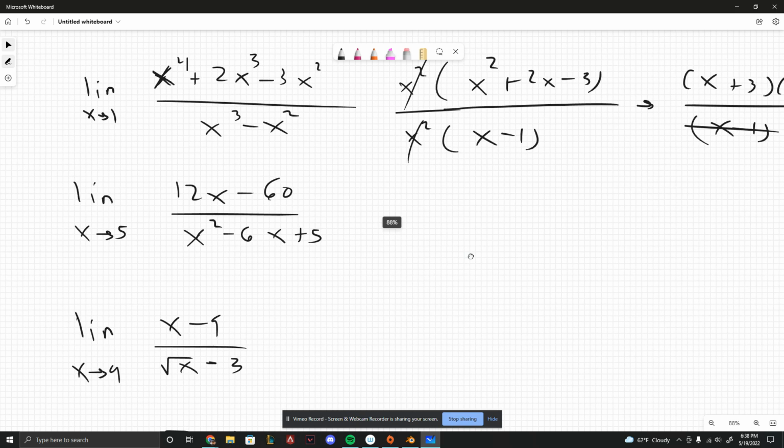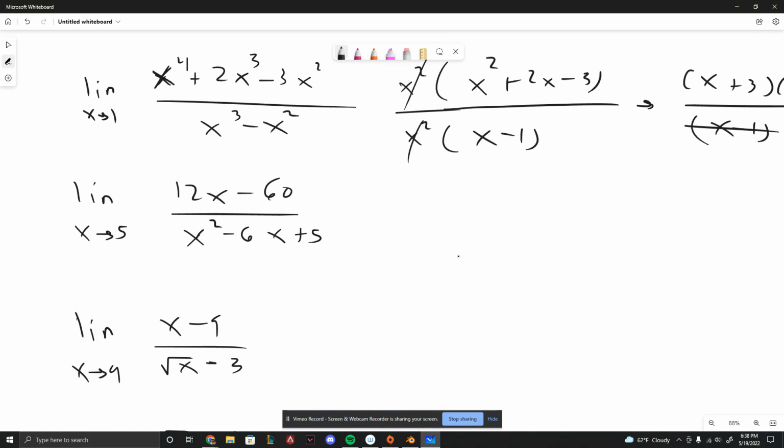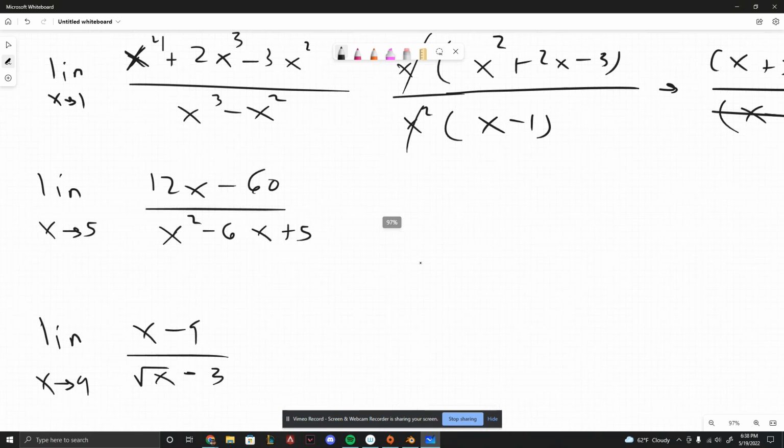Okay, so now let's try the next one. How am I going to do this? Because I plug 5 in here, I'm going to get 25 minus 30 plus 5, which is still 0. So I cannot do that. So we need to simplify.